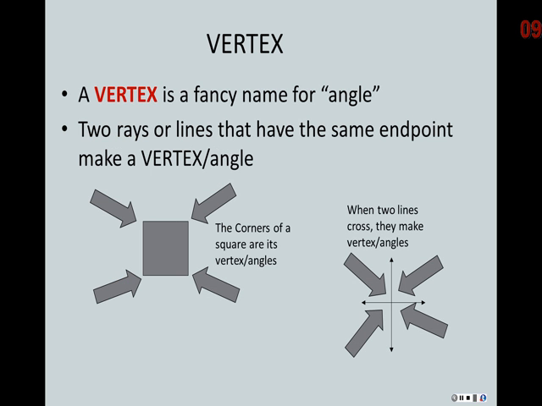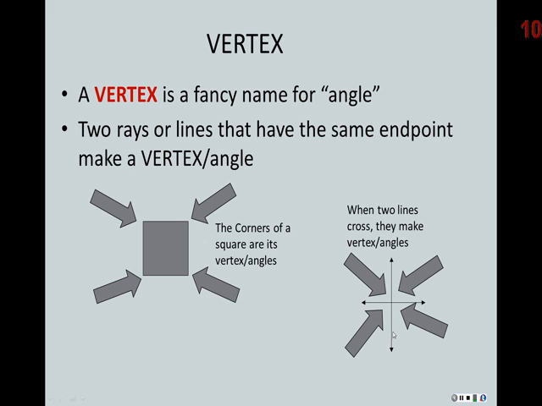Now, a vertex is a fancy name for angle. 2 rays or lines that have the same endpoint make a vertex. So if I have a square, because a square is created with 4 different lines, then I have 4 different vertices. 1 here, 1 here, 1 here, and 1 here. There's a vertex at every angle or every corner of the square.